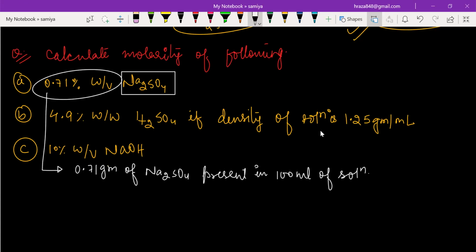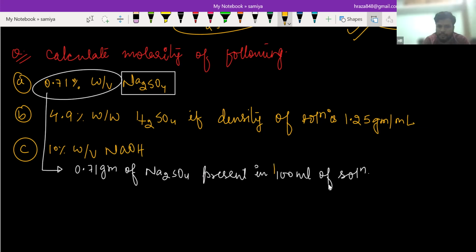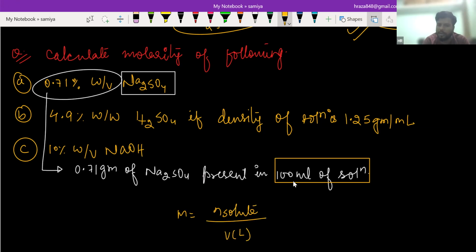Yes, sir. Now you can see the volume of the solution is given, which will be required in finding molarity, the number of moles of solute upon volume of solution in liter. The volume of solution is given, and this is the mass of Na2SO4. So you can easily calculate the number of moles of solute.